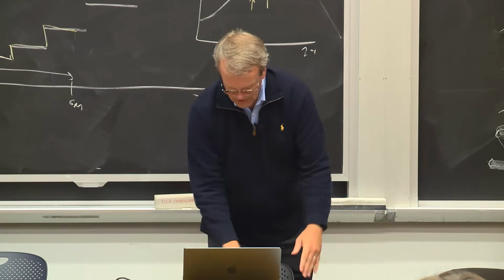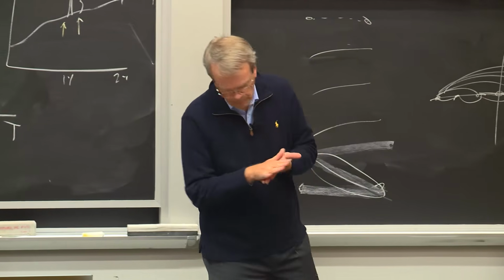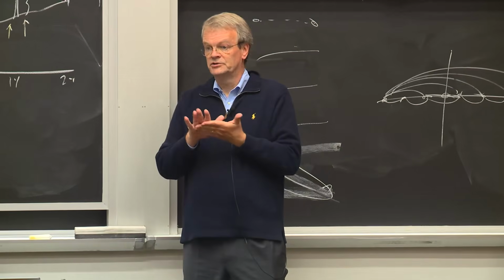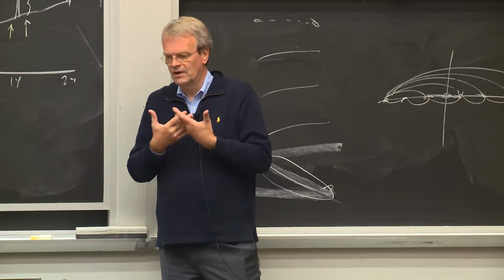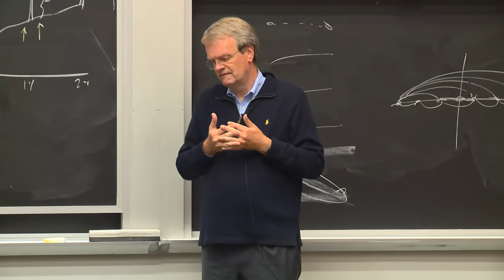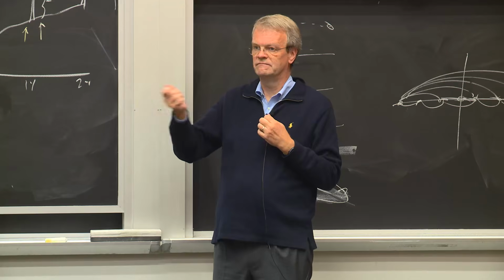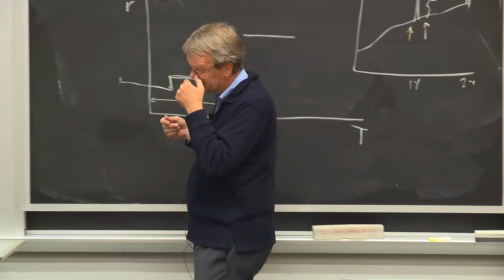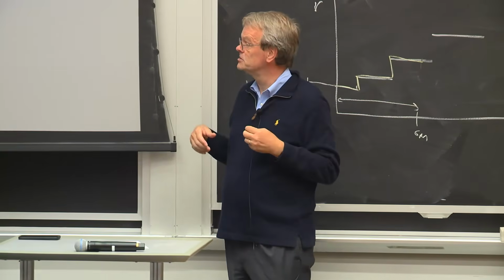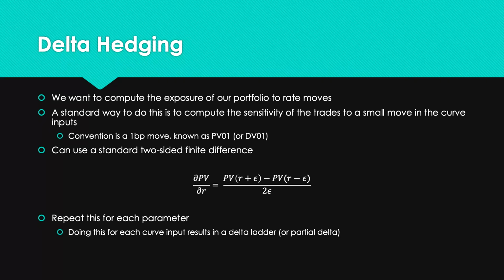Okay, let me talk briefly about hedging. If you're running a trading book or asset management, you want to know what your risk is. Risk, in the trading desk view of the world, is how much I make or lose if rates go up or down. I'm going to use simple PV01 as my main risk measure, which is just the sensitivity to a 1 basis point increase. I've got a two-sided difference here: PV at rates plus a bit minus PV at rates down a bit, normalized by 2 times the size of that bump. Do this for each parameter and I get a delta strip, and that's typically what I'm going to use for hedging.